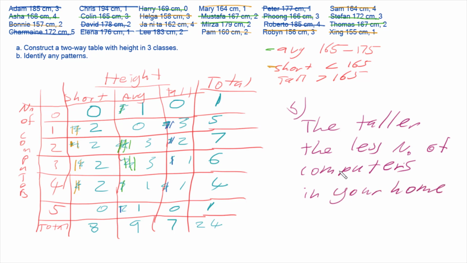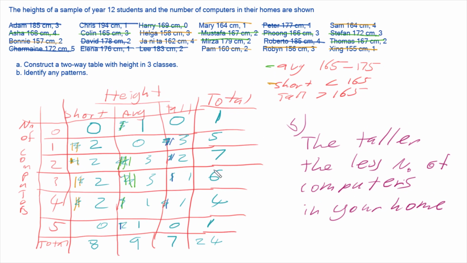However, we also need to think, does this make sense? Does your height affect how many computers are going to be inside your home? Well, logically, no, it doesn't. So even though there is a pattern here that taller people have less computers, it's not necessarily a logical one. So there we go. How to use more complex data to make a two-way table, even if it is slightly messy, and have a look at how we identify patterns in it, but they're not necessarily true patterns.